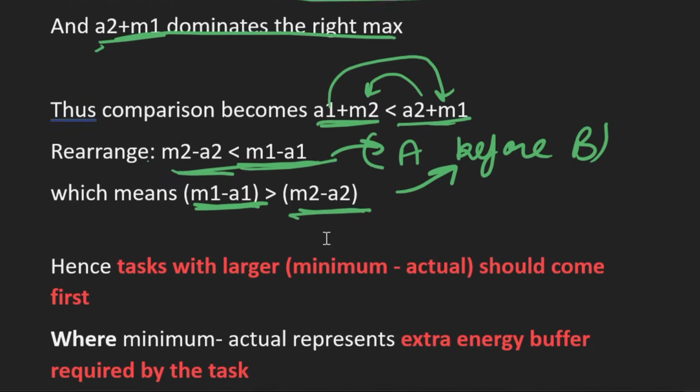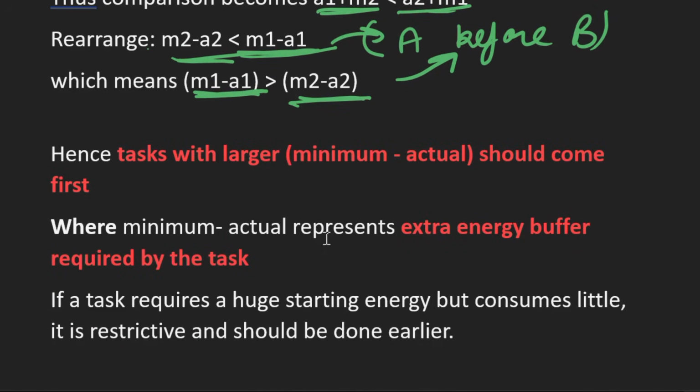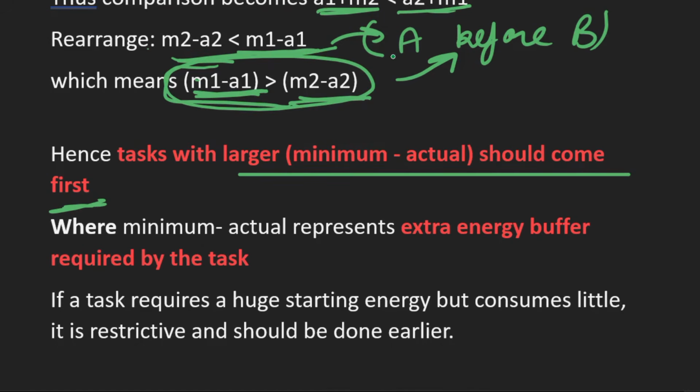So what we get from here is that the task which has the larger minimum minus actual difference should execute first, right? This is what we get from this. Because we have assumed that we have to execute a before b, and we are getting that the minimum minus actual difference of a should be greater than that of b if you have to execute a before b, where minimum minus actual represents the extra energy that is required by the task.